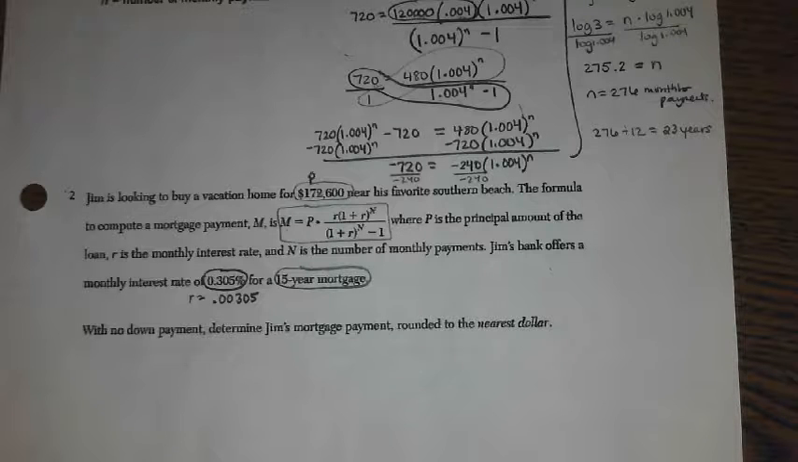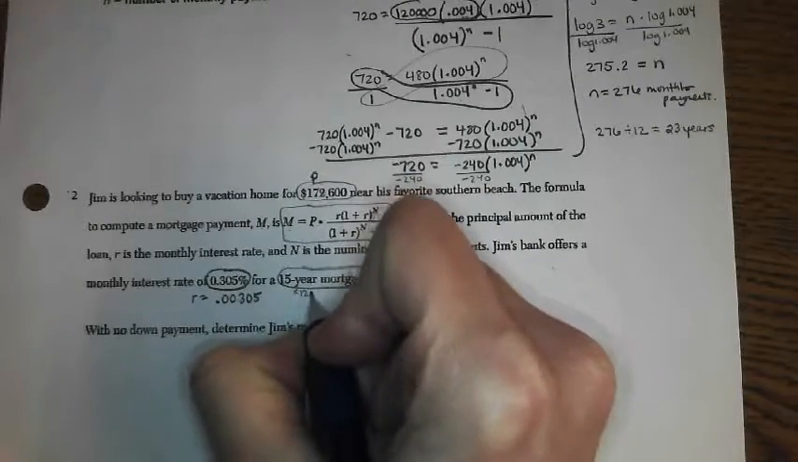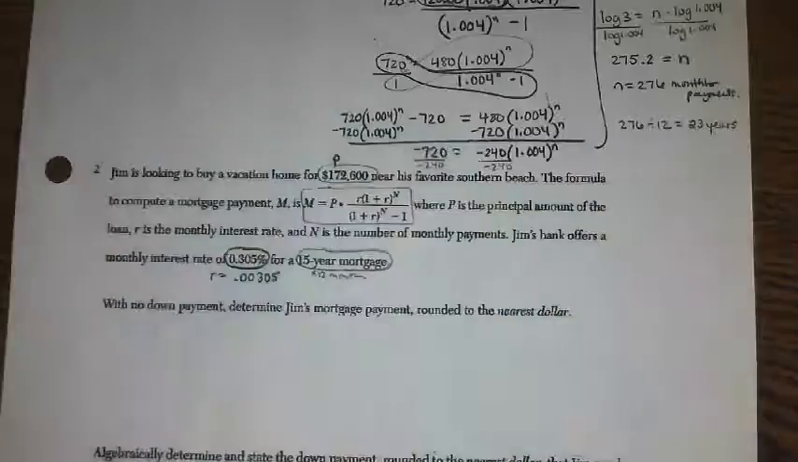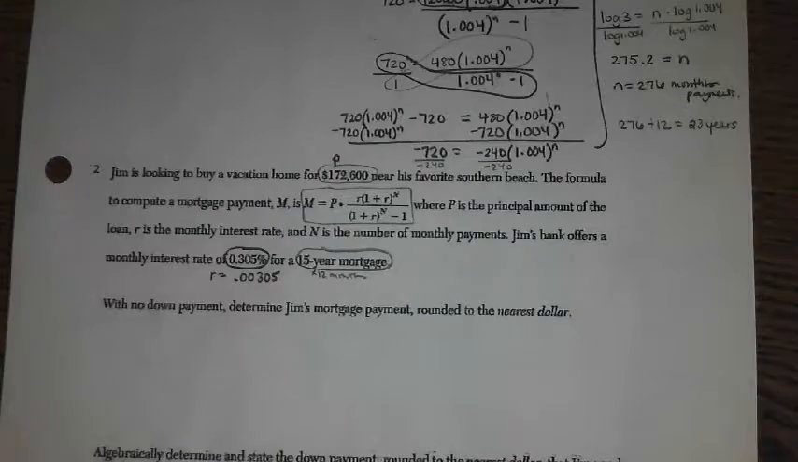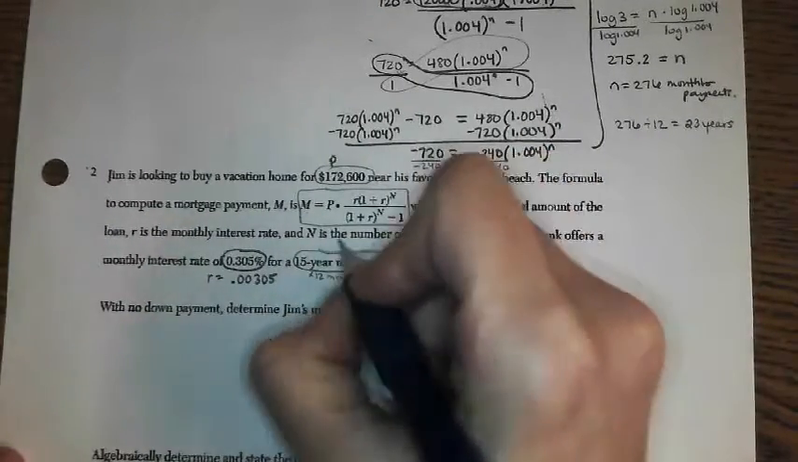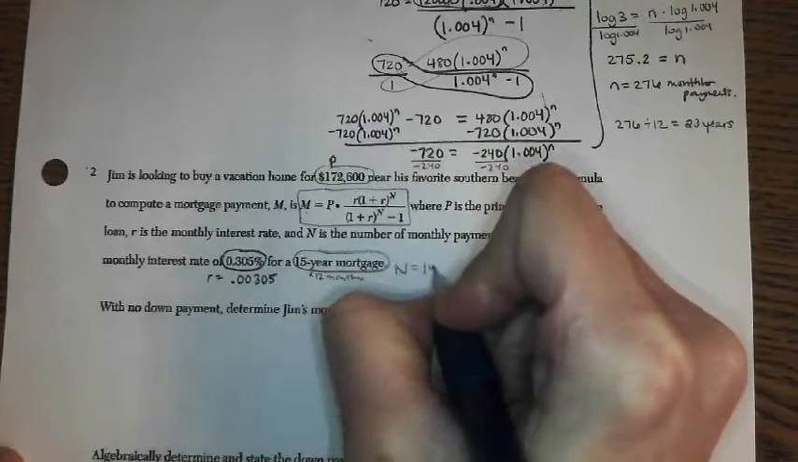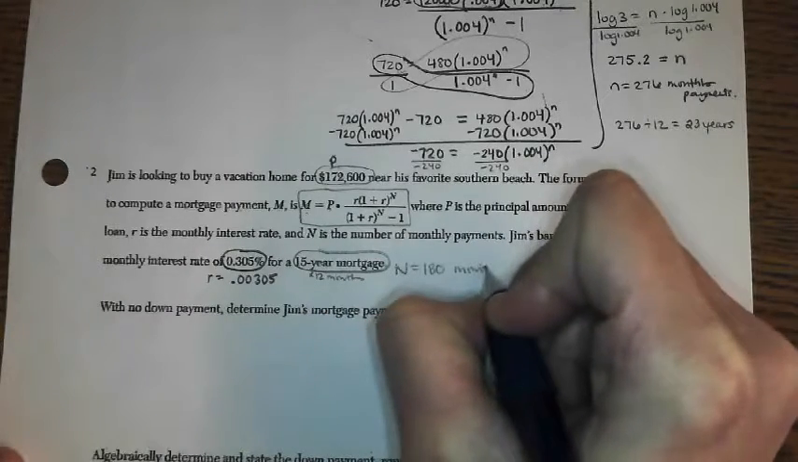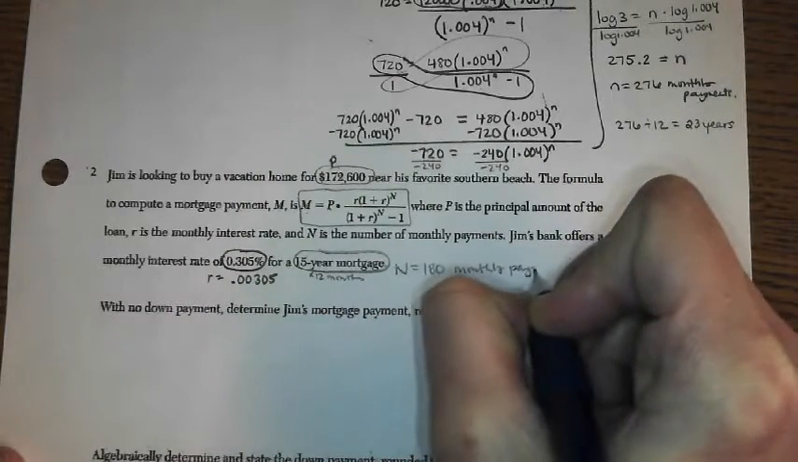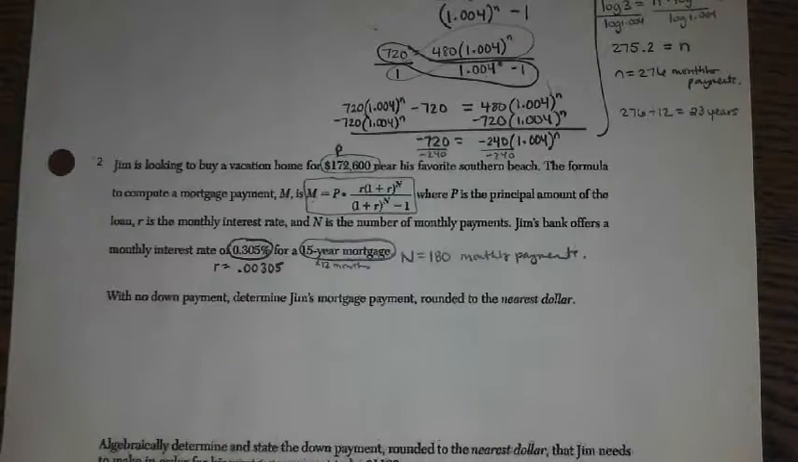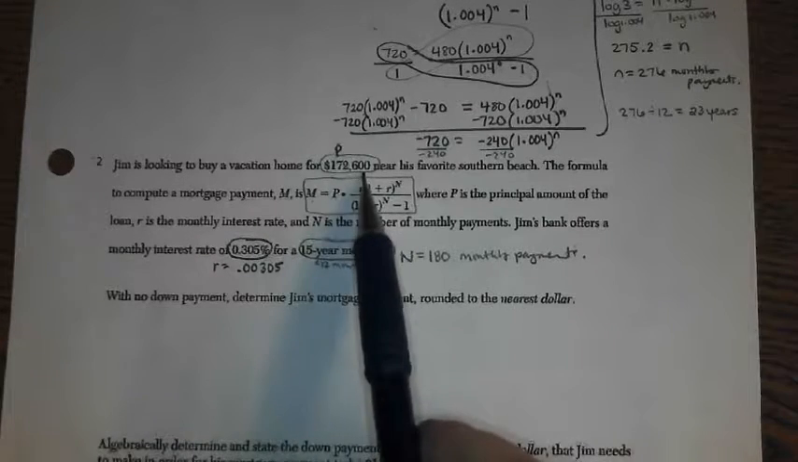Well, N is the number of monthly payments, but it ties in with the years. Right, 15 years times 12 months would be 180 monthly payments. So N equals 180 monthly payments. Okay? With no down payment, that means the house is $172,600.